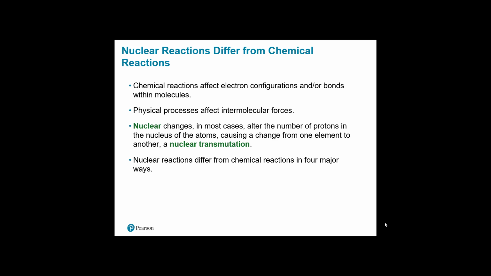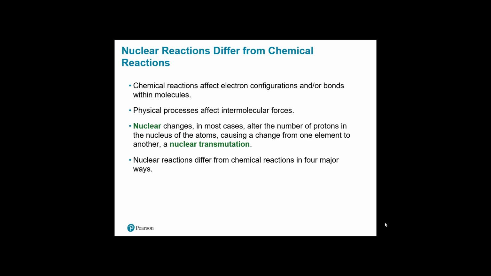Chemical reactions affect electron configurations and the bonds. Physical processes affect intermolecular forces. Nuclear changes in most cases alter the number of protons in the nucleus of the atom. So we are dealing with protons, where in the past we have learned to deal with electrons. When we deal with protons, that also changes the atomic number, so it's going to change an element. Before, what we learned with balancing is it's the same atom, the same element. That is all out the window now.